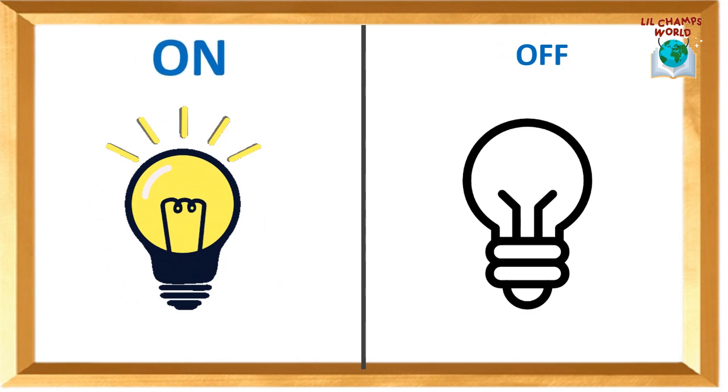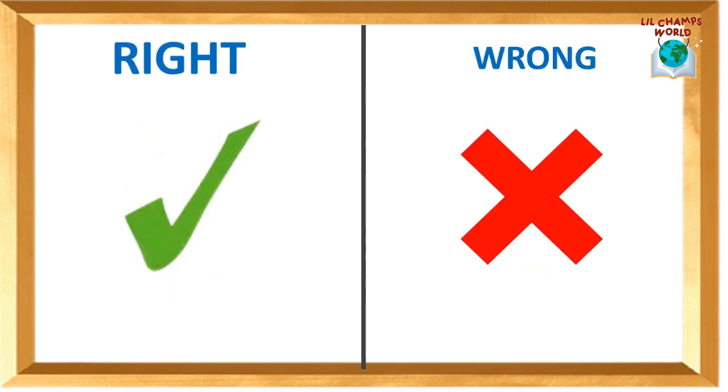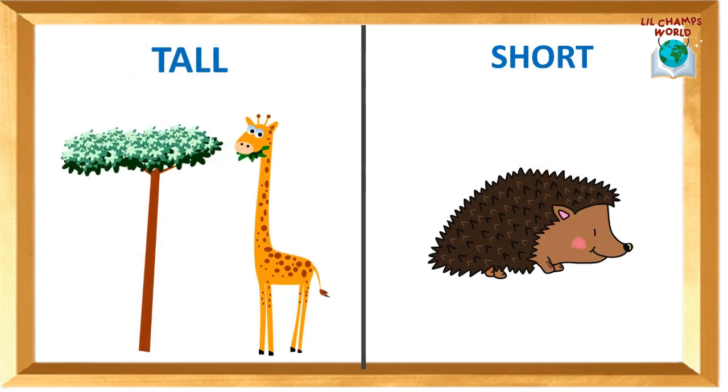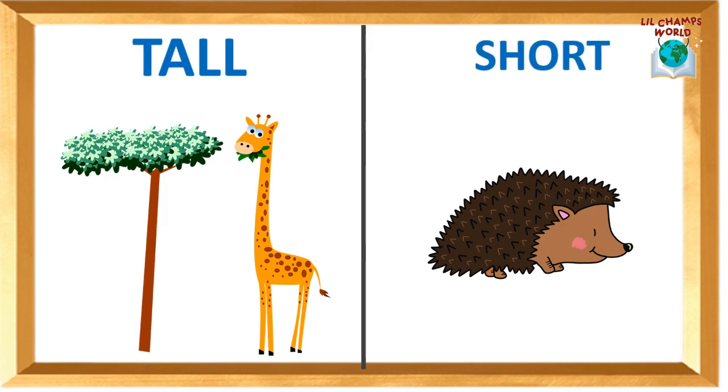On, off. Opposite of on is off. Right, wrong. Opposite of right is wrong. Tall, short. Opposite of tall is short.